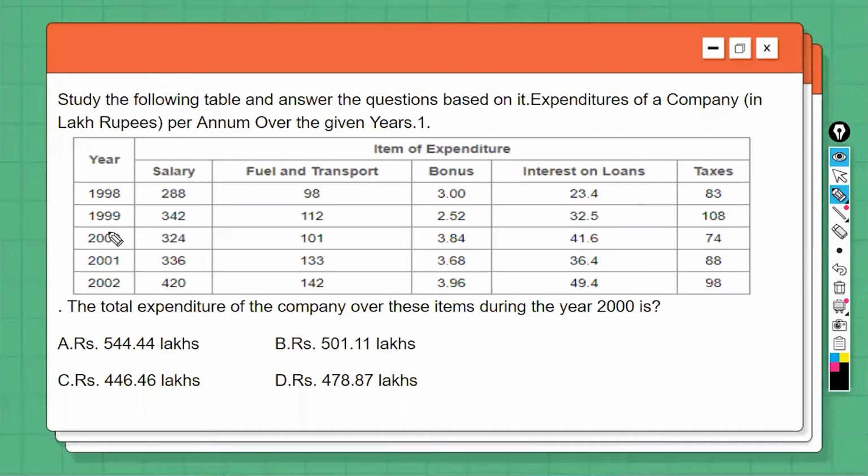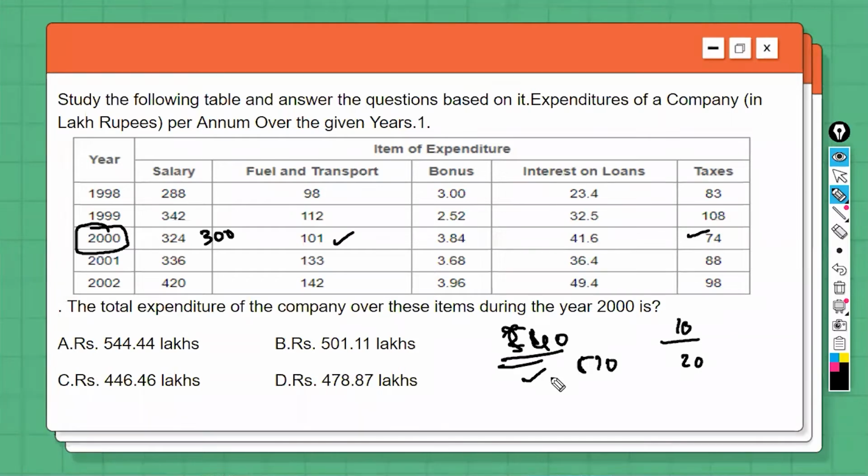So this 2000, I'm just making it as 300, approximately 300. Some 20 is extra, let's leave it. 300 plus 100, 400. Let's leave this also. 400 plus 70 is 470. 470 plus 40 is 510. 510 plus here 10 extra, here 20 extra, approximately 540. This is the number I'm expecting from you people.